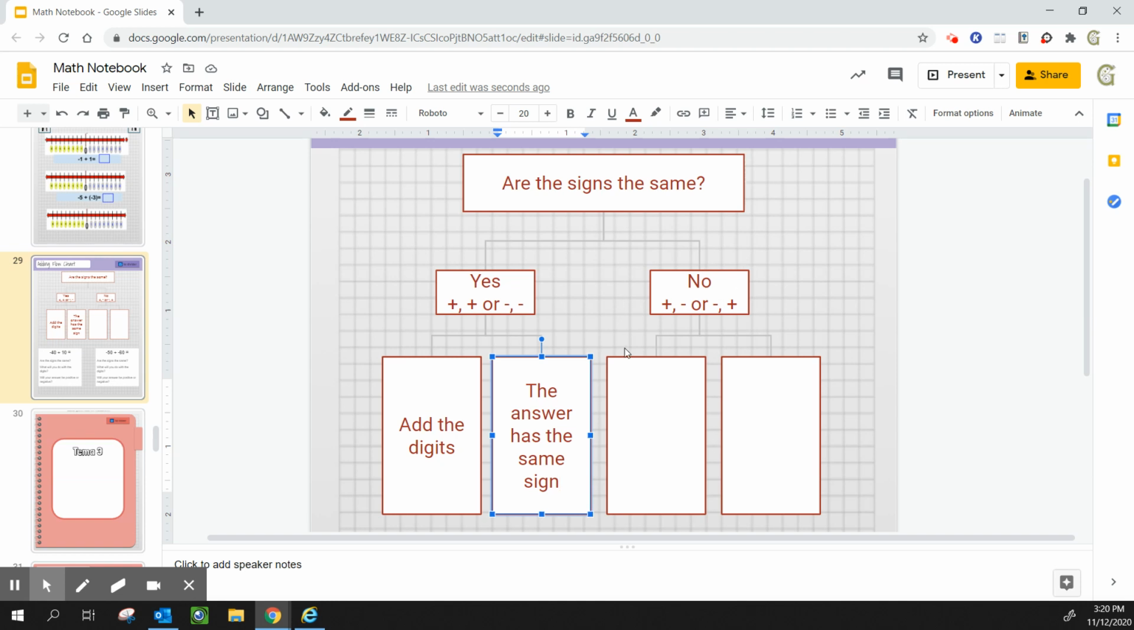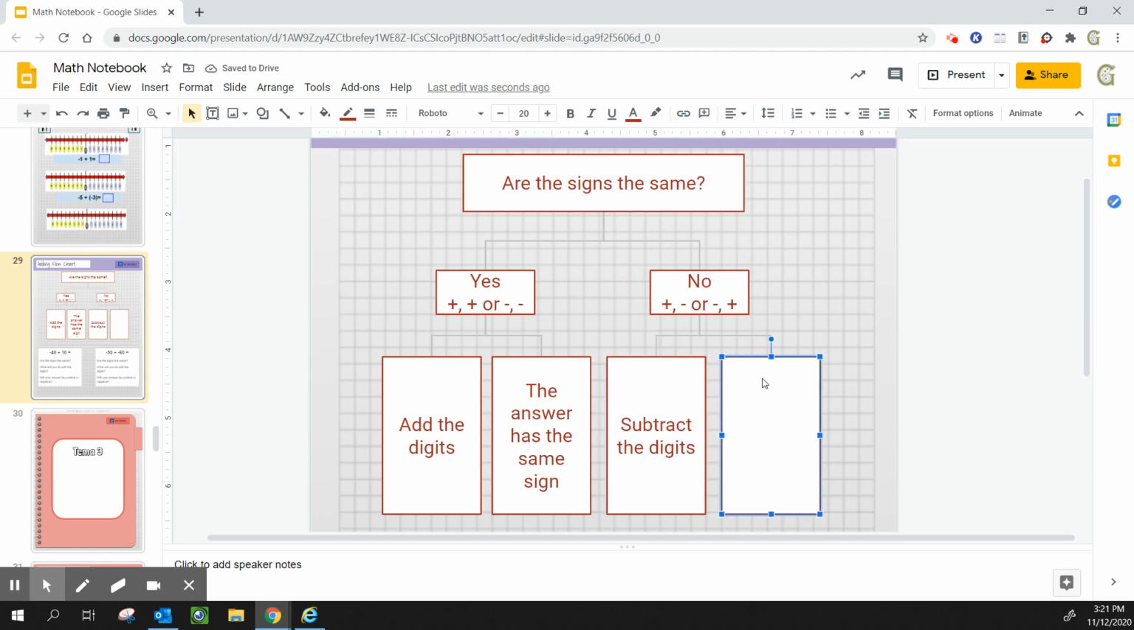Versus with the no, when you have one who's positive, one who's negative. Well, with those, if you thought about what happened with the counters, we had to cross off some of them because we had some zeros that we could take away. Or if you think about the number line, you went in one direction from zero and then had to go backwards the other way. And so because of that doubling back or the zero pair crossing off, what we're really doing with these numbers is subtracting the digits.